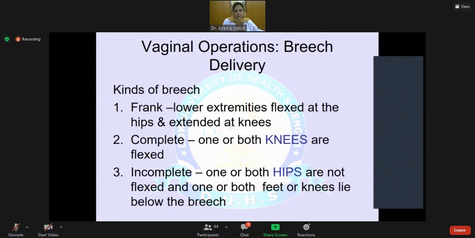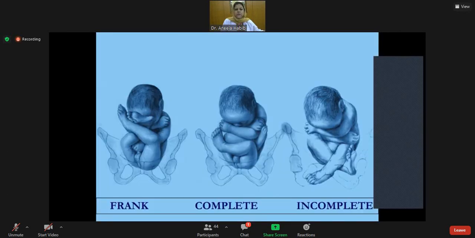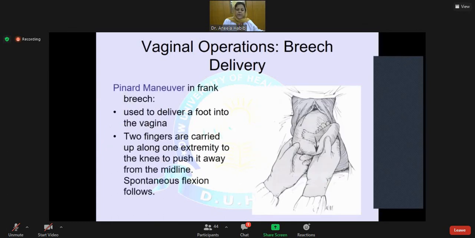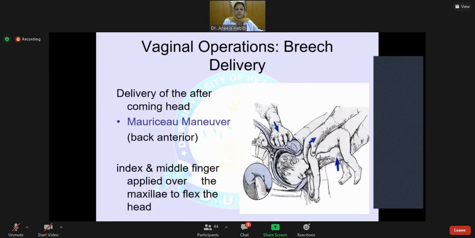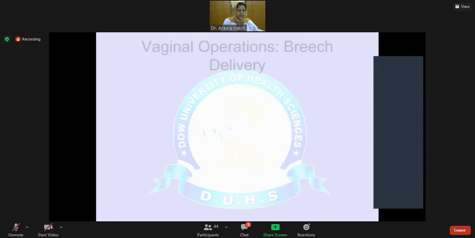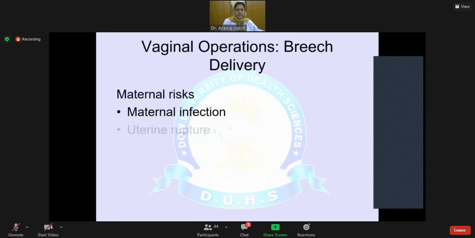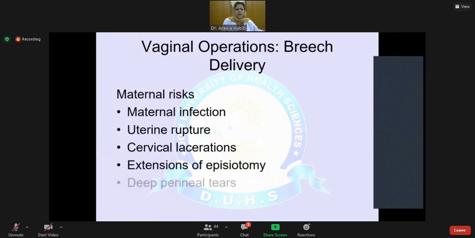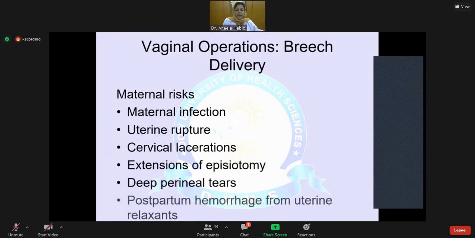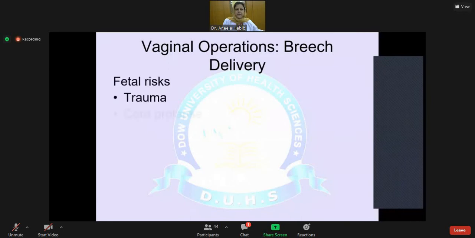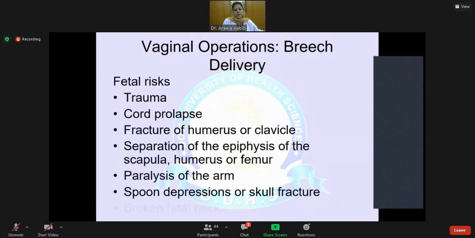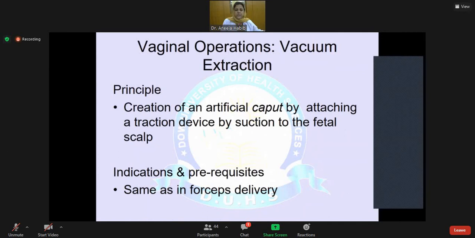This is a breech, which may be frank, complete or incomplete, and you need to do a spontaneous breech delivery, Pinard method for the delivery of the feet. This is the Mauriceau maneuver for the delivery of the head. Sometimes you may need a forceps application for the delivery of the head of the baby, okay? And this is the vaginal delivery maternal risk: rupture, laceration, PPH, tear, and the postpartum hemorrhage. Fetal risk: fetal distress, trauma, fractures, that is always there in the manipulation because of soft bones and the skin and everything is so soft in the baby that it may be damaged by handling.